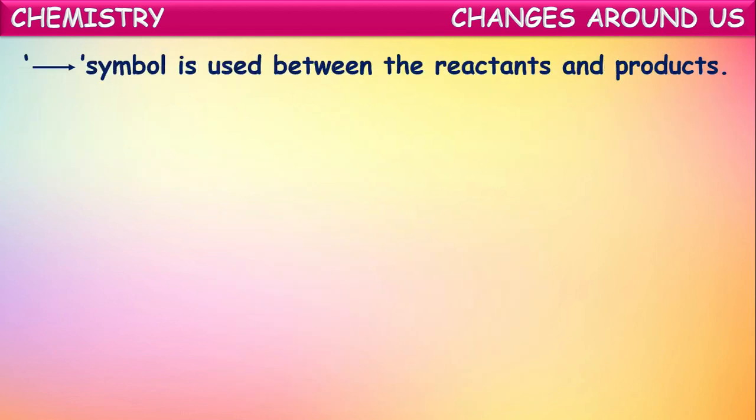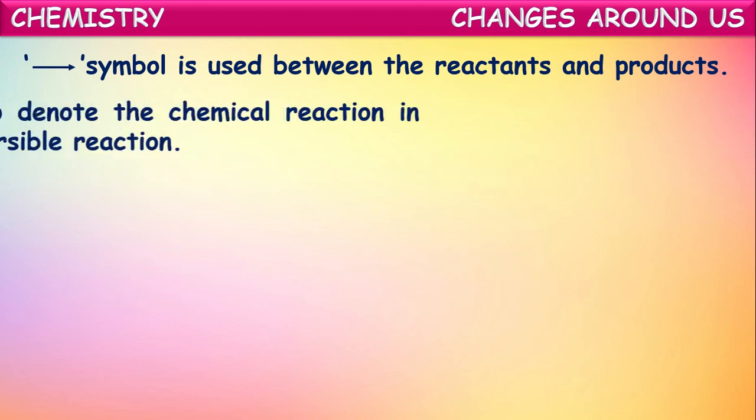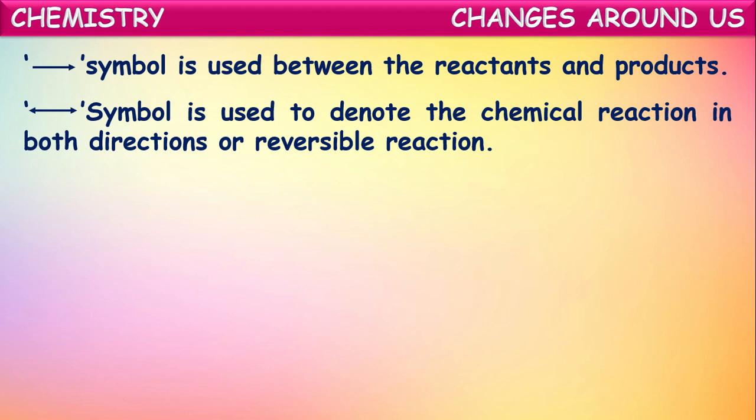Next, the arrow mark symbol is used between the reactants and products. A single-sided arrow mark is shown between the reactants and products, directed towards the products from the reactant side. And we observe in some chemical reactions, a two-sided arrow mark symbol is used. This is used to denote a chemical reaction in both directions, which we also call reversible reactions. So the two-sided arrow mark is used to separate the reactants and products in chemical equations which represent a reaction occurring in both directions.